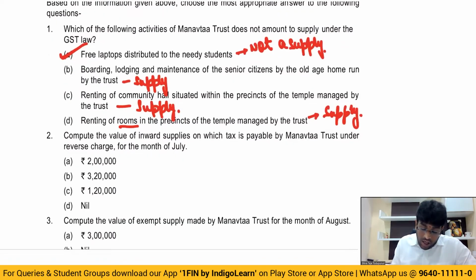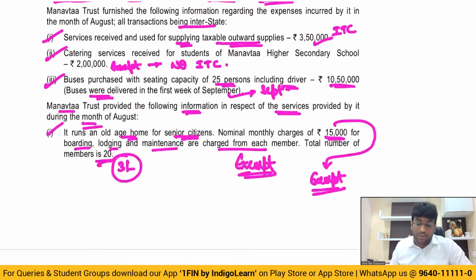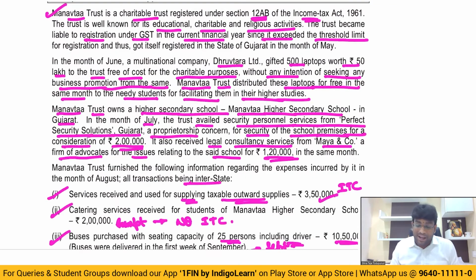Next, compute the value of inward supplies on which tax is payable by Manavta Trust under reverse charge. In this particular question, my dear friends, reverse charge will not come into picture. I'll tell you why. The reason being, number one, security service. We will not apply RCM. Security service, we are not going to apply the concept of RCM. The reason being that service is an exempt service. I'm sure we got that point, my dear friends. So security service will clearly be exempt.